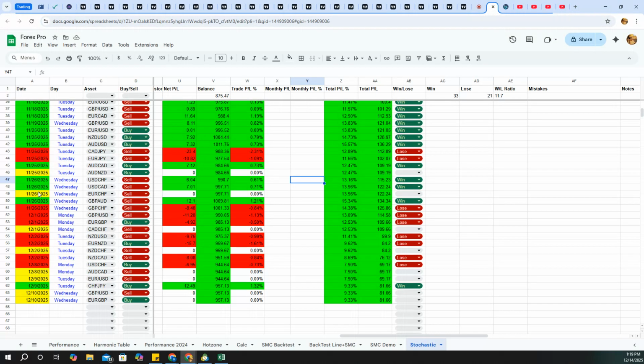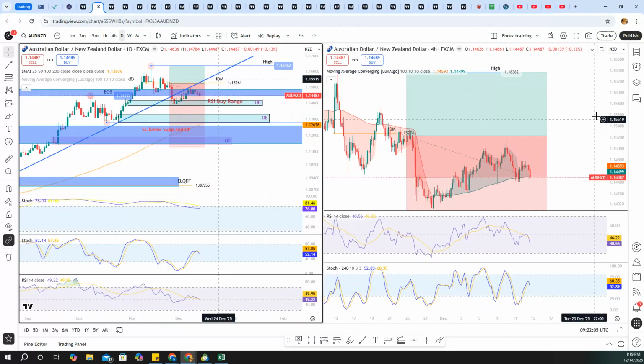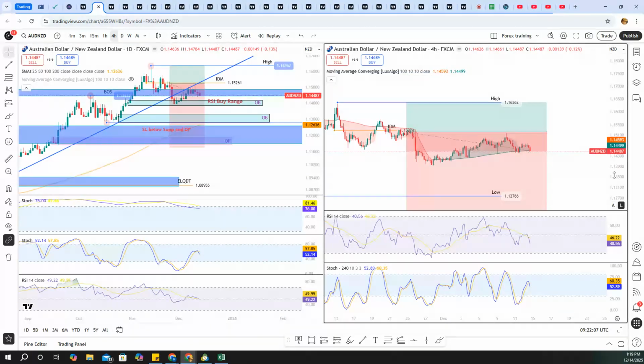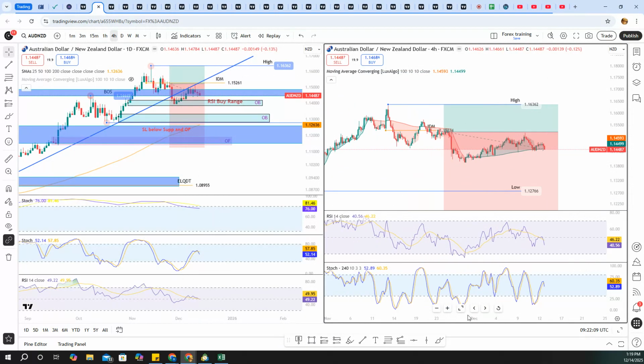So now let's go to the open Euro CHF. No, let's go to another bad example, which is the AUD NZD. Okay, here is another bad example. Let's see where we took the trade. We took the trade here.